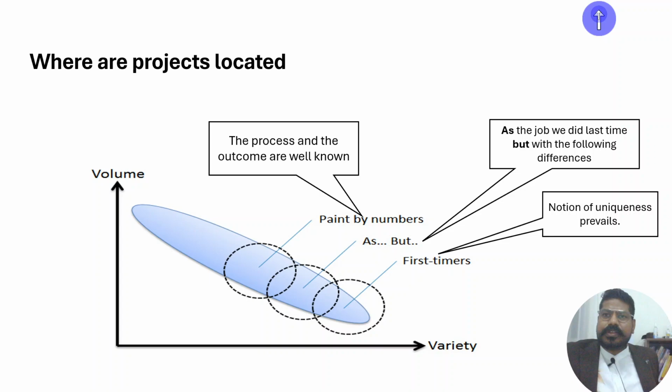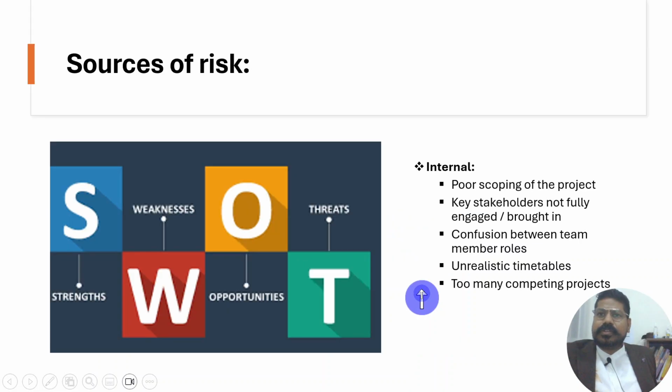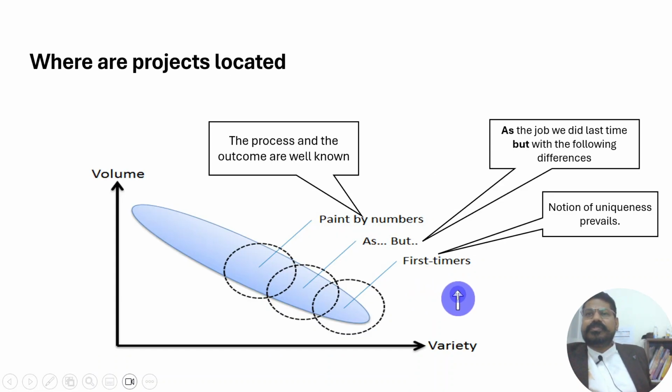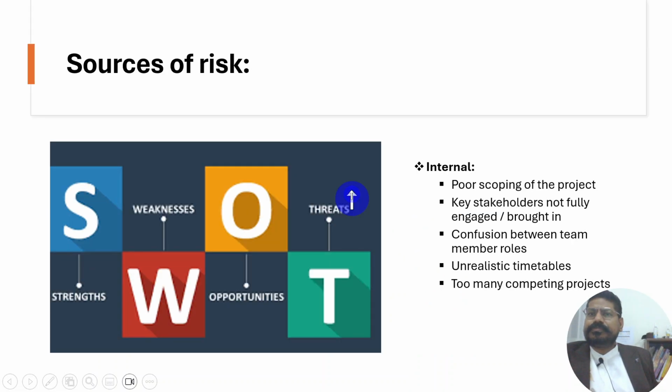This is what they're trying to say. The first timers notion of uniqueness prevails. The processes and the outcomes are well known for paint by numbers, and hence the risk is highest at the first timers and the risk is lowest in the paint by numbers. Strengths, weaknesses, opportunities, and threats. Extremely important. You should know your strengths and weaknesses well, as well as opportunities and threats.